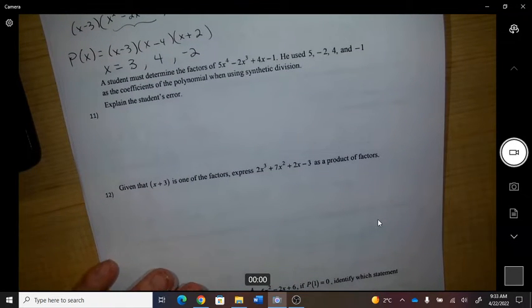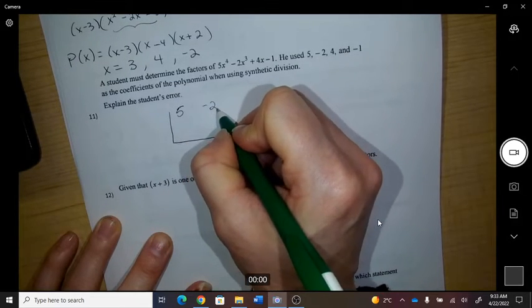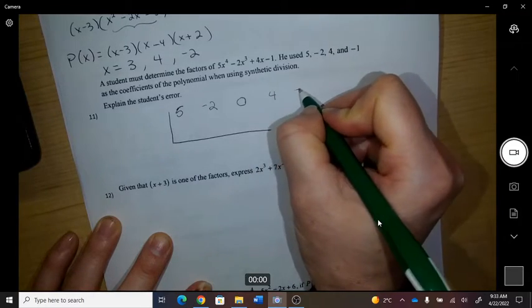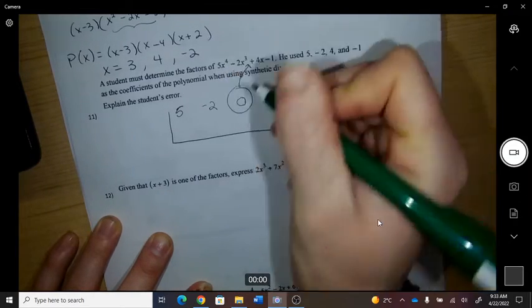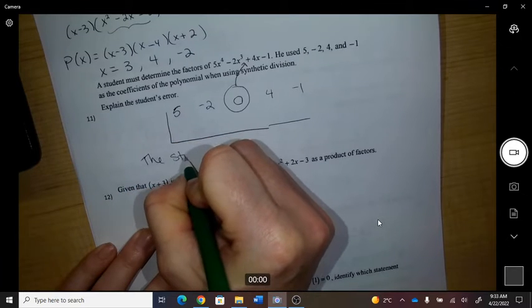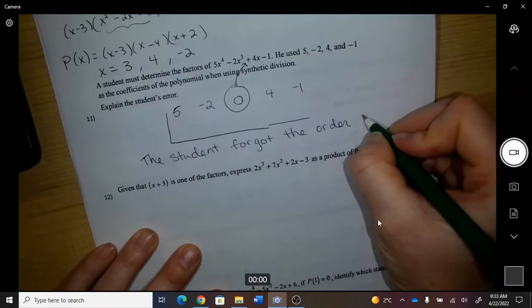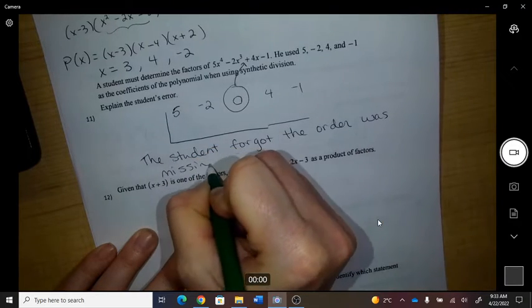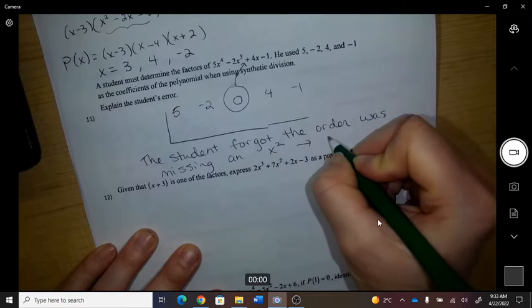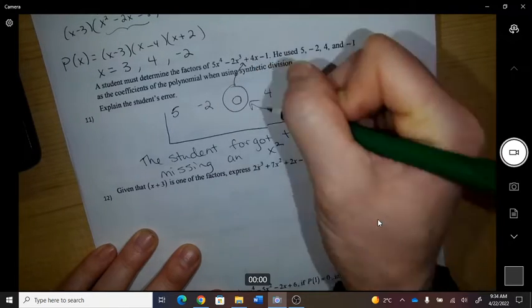A student must determine the factors. He used all those as the coefficients when doing the synthetic division. Explain his error. So 5 would be to the 4th, negative 2 cubed. They need to have a 0 in that spot. So the student forgot the order, was missing an x squared, so place a 0. Obviously I can show you right there.